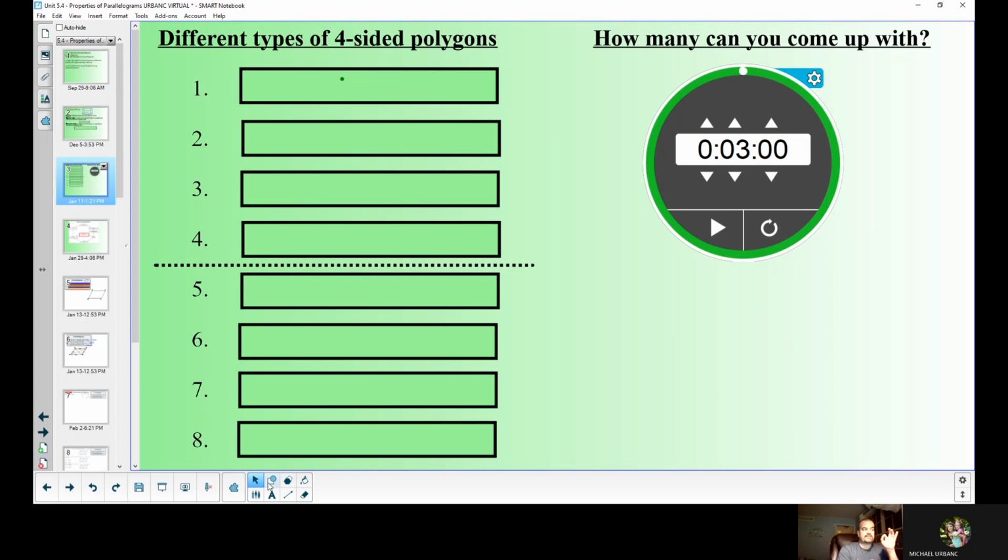And there are 7 different classifications of 4-sided polygons. So we call any 4-sided polygon a quadrilateral. There are 7 other names of quadrilaterals, and I'd like to see how many you can come up with in 3 minutes. So go ahead and pause the video. And again, if you don't, I'm going to pause for about 10 seconds until you do that. But see in 3 minutes how many of the 7 remaining quadrilateral classifications you can come up with.